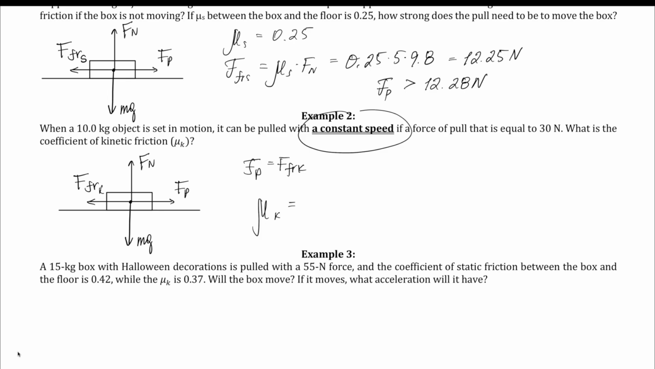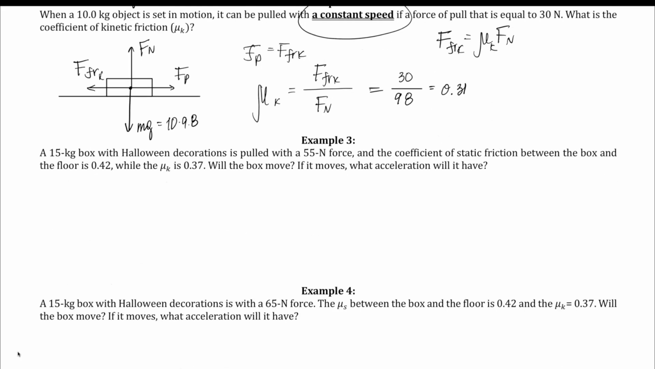So mu k is the ratio of force of kinetic friction and force normal, according to the formula for force of friction. Remember, force of friction equals mu times normal force. So since we're talking about kinetic friction, we're talking about kinetic coefficient. If force of pull equals force of friction, then I can use 30. And then normal force should be equal to gravity. So that's going to be 98, because that is 10 times 9.8. So 30 divided by 98, it's about 0.3, a little more than 0.3, like 0.31 probably. Yep, 0.31. And mu does not have any units because it's a ratio. Newtons divided by newtons is nothing. Newtons cancel.